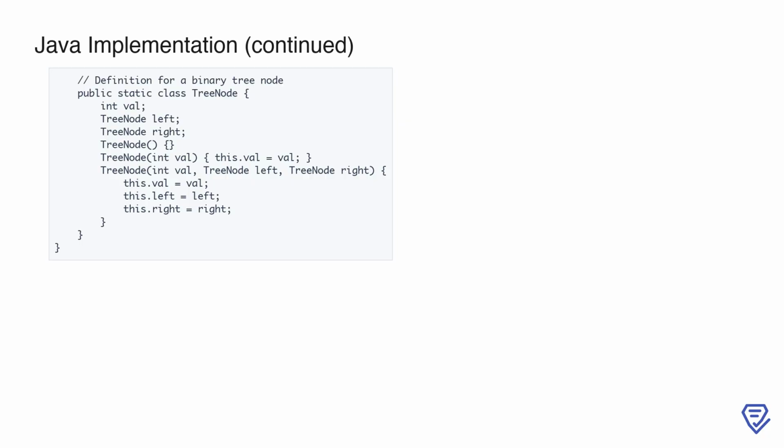Finally, we define the TreeNode class, which represents the structure of the binary tree nodes. Each node contains an integer value, a reference to its left child, and a reference to its right child. Multiple constructors are provided to initialize nodes with or without child references, ensuring flexibility in tree creation.